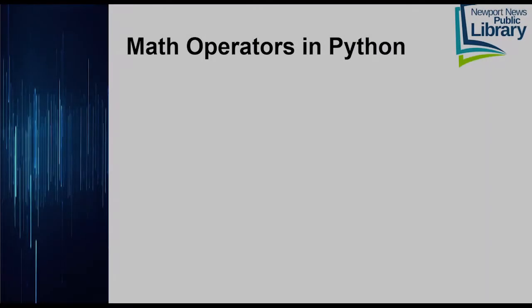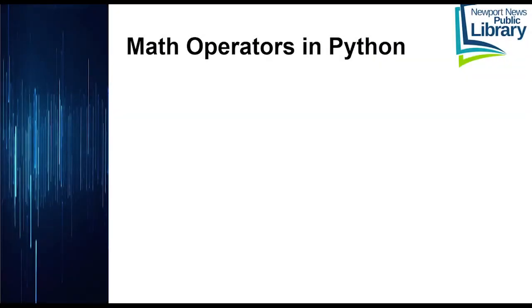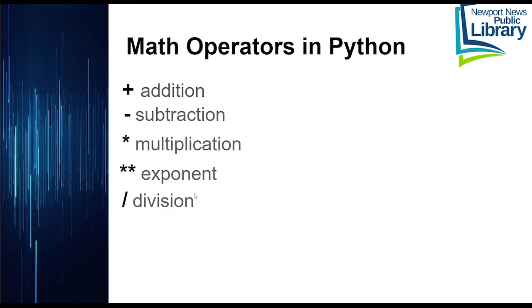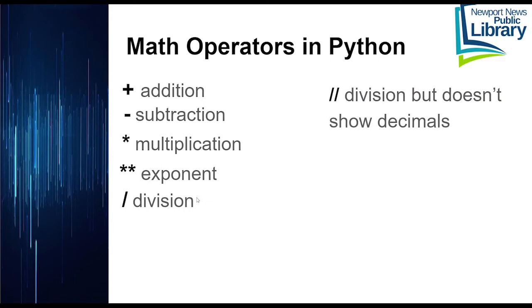Now, the symbols for the order of operations, or what are called the operators, are as follows. Addition is the symbol of a plus sign. The minus sign stands for subtraction. The asterisk represents multiplication. Two asterisks stand for exponents, which means it's raised to a power. The slash is for division. Two slashes is division, but doesn't show the decimals.